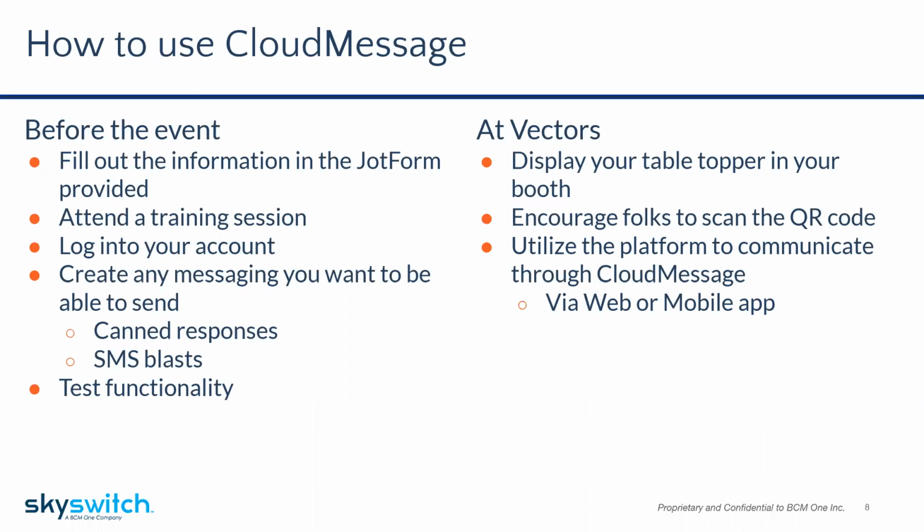So at Vectors, you set up the booth and display your table topper. And again, when you introduce yourself and you're having a meaningful conversation, encourage them to scan that QR code. That'll help you track which ones were actually more than just someone grabbing a pen or walking by the booth. Then utilize that platform during the event, and after the event, you can use the web map, or we can get into the mobile app as well.